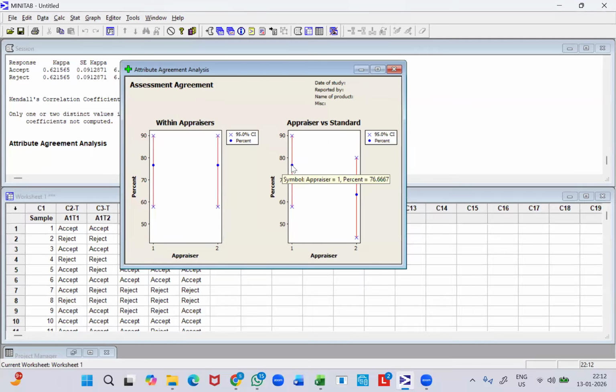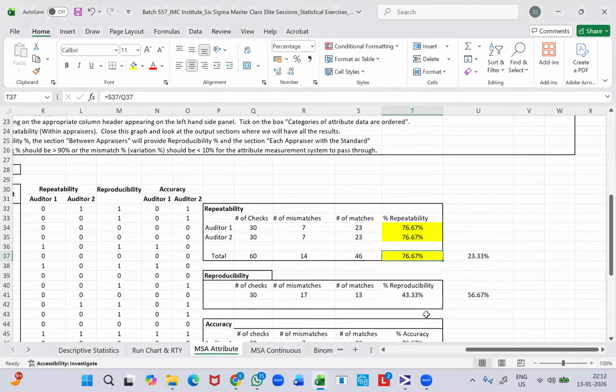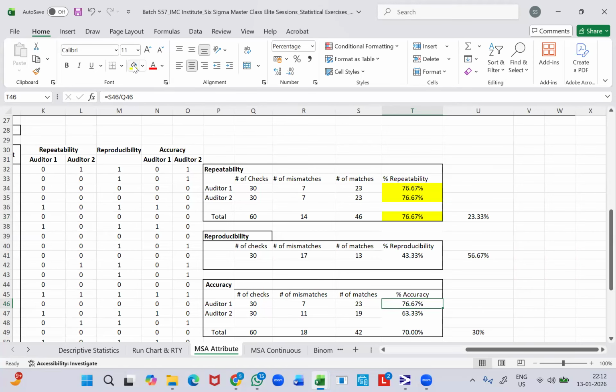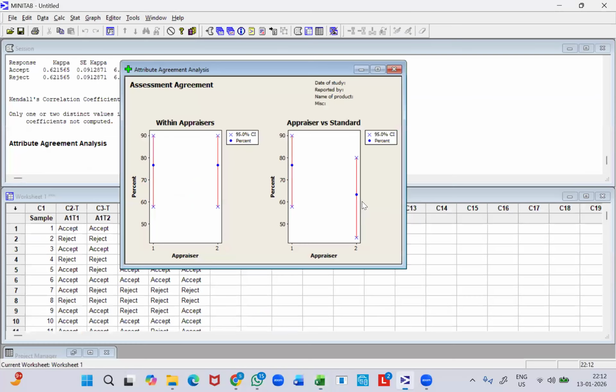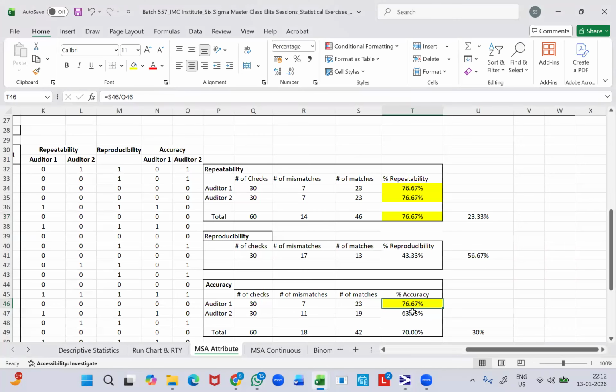So if you keep the cursor on top of this dot for auditor 1, you get to see the percentage value as 76.67%. So that is the accuracy percentage for auditor 1. And for auditor 2, keep the cursor on top of this dot, you get to see 63.33%. So 63.33 is the accuracy percentage for auditor 2. So it is perfectly matching with our calculations.